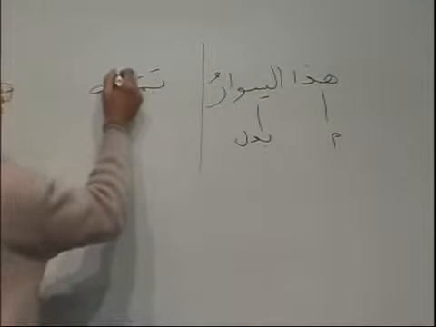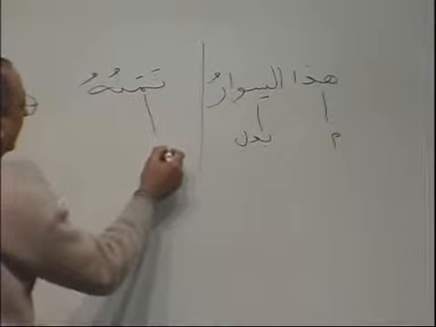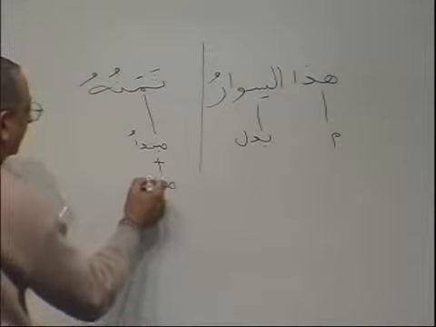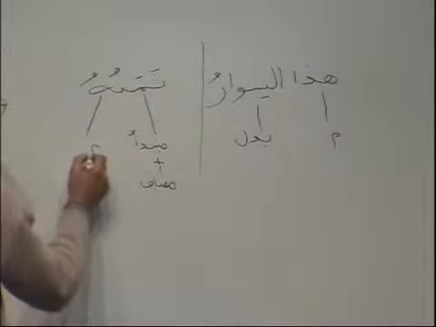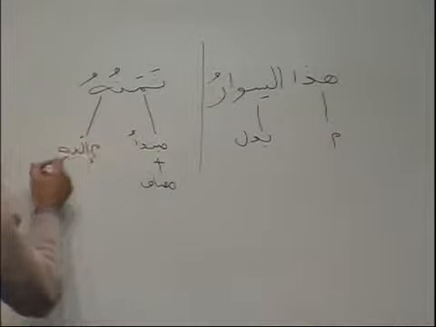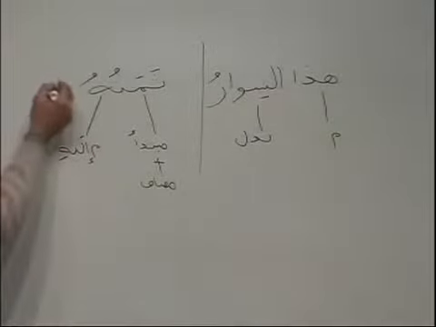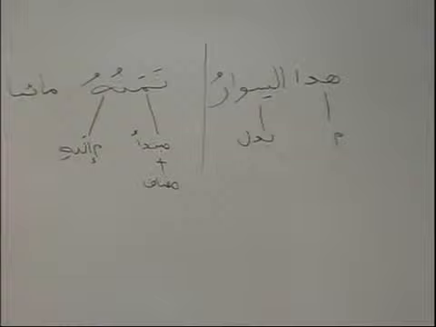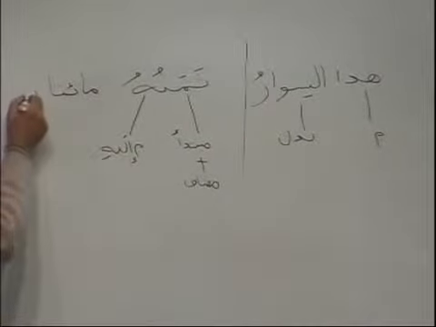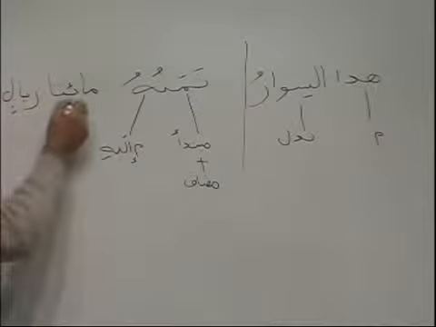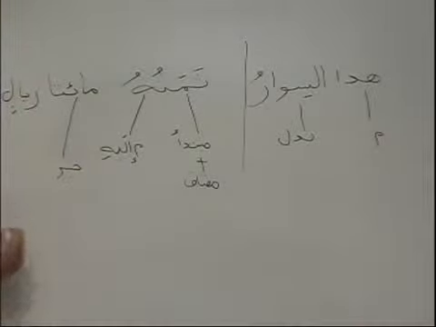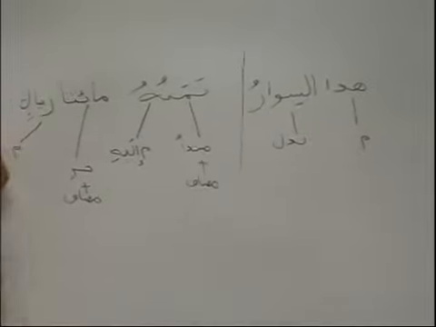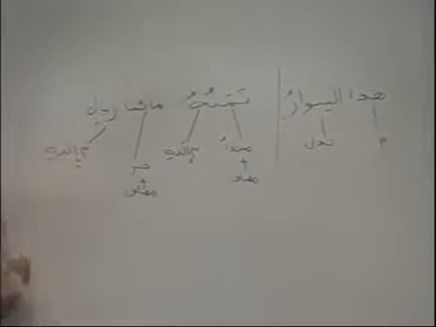Samanuhu, samanuhu. This is your mubtada plus mudaf. And what is this? Mudaf ilayhi. Okay, brothers and sisters? And then I'm making dual. Miyata. And then riyalin. This miyata is your khabar, plus it is mudaf. And this is mudaf ilayhi. Are you with me, brother and sister?